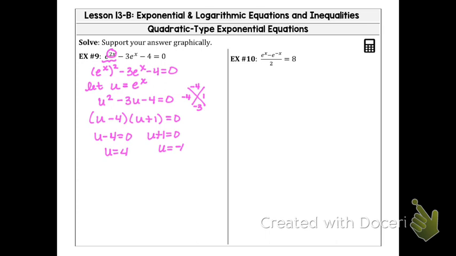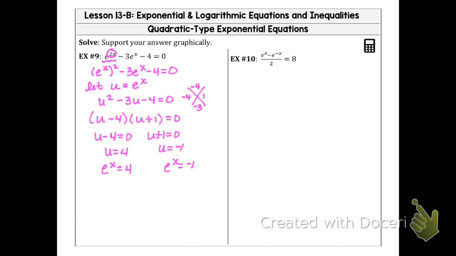But remember, we're not trying to solve for u, we're actually trying to solve for x, because that's our variable in the original problem. So now we're going to substitute back. So remember, u was just e to the x. So e to the x equals 4, and e to the x equals negative 1. And then I'm stuck in exponential form, so I'm going to change it to log form.